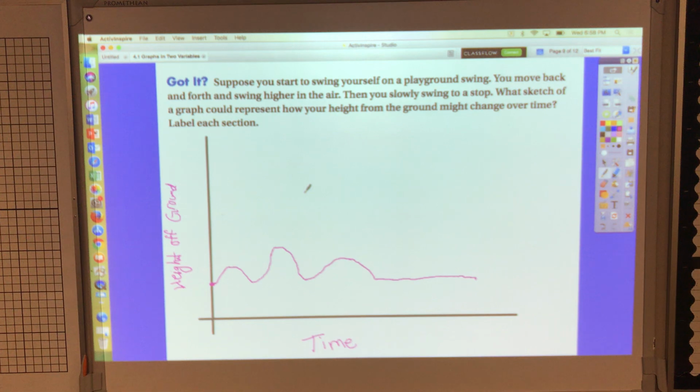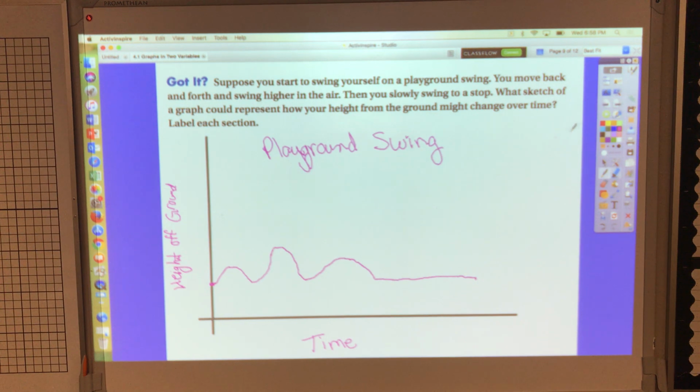And just like any other time you draw a graph, you should always label and title your graph. So we would call this a playground swing, because that's what we're talking about in that word problem. So don't forget to put a title on your graph.